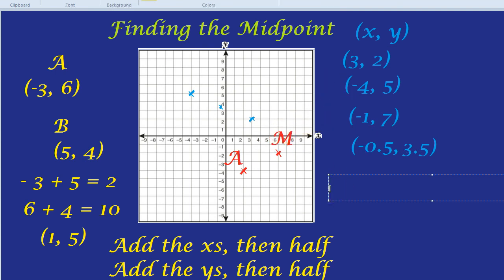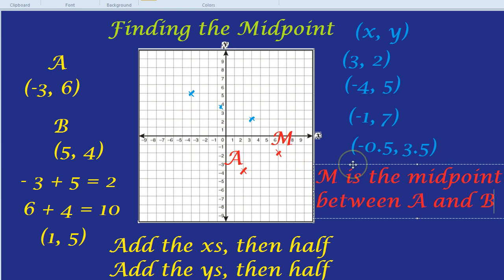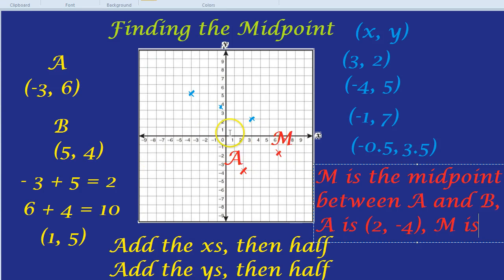So for example, it would say M is the midpoint between A and B. This is a new example, not from the previous question. I'm just making a new one up. M is the midpoint between A and B. A is, and then what coordinate is it? We can see along the corridor 2, down the stairs minus 4. So A is 2 minus 4. M is, you can see along the corridor 6, down the stairs 2. So it's 6 minus 2. Find B.